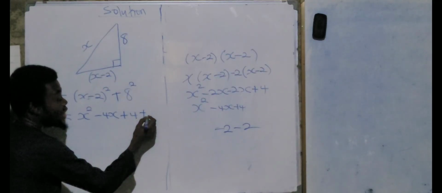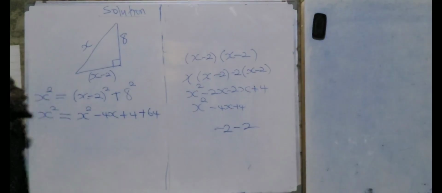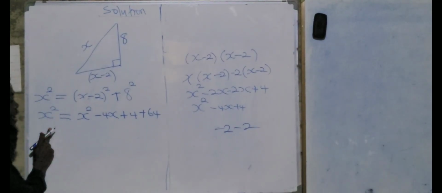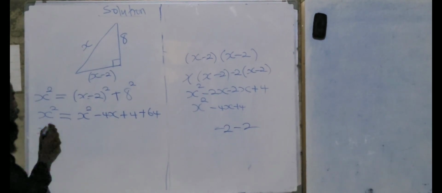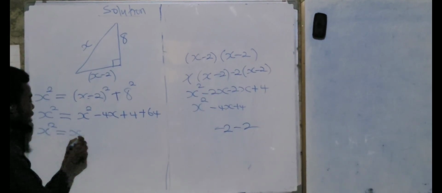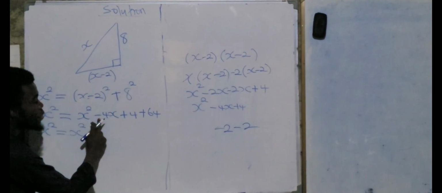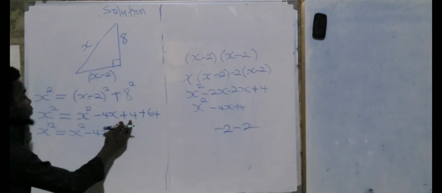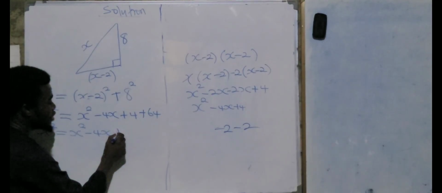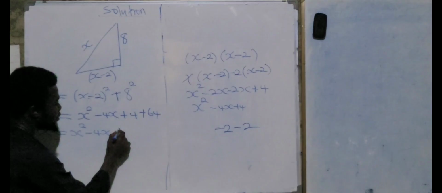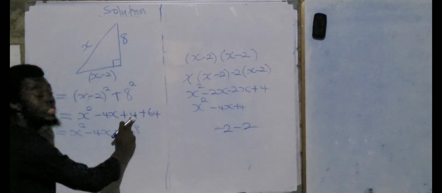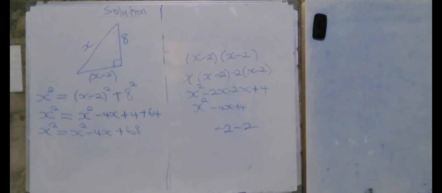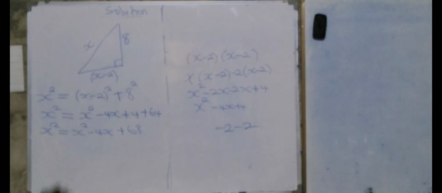Plus what? 8 square gives you what? 64, right? So therefore we now have x square equal, you have x square again here, and then you have minus 4x here. Next one do you have here now? Now, this is plus 68, right? Are we clear with this one here? Because this is a constant. 4 plus 64 gives you what? 68. Is that also, sir? Yes, sir.